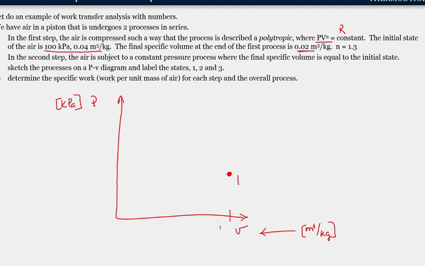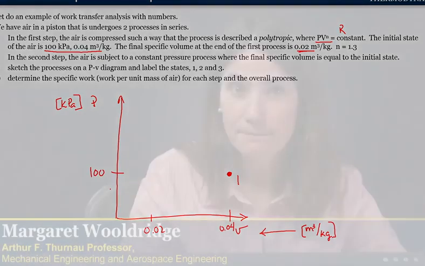So we can come down here, say this is 0.04, and label some distance here as 0.02. We know the initial pressure is 100 kPa. What we don't know is the final pressure. If you compress a gas, ask yourself what's going to happen to the pressure. Will it increase or decrease? Hopefully you thought it's going to increase. So the pressure is going to be somewhere higher on this axis. The question is how much higher? You have enough information to determine that.